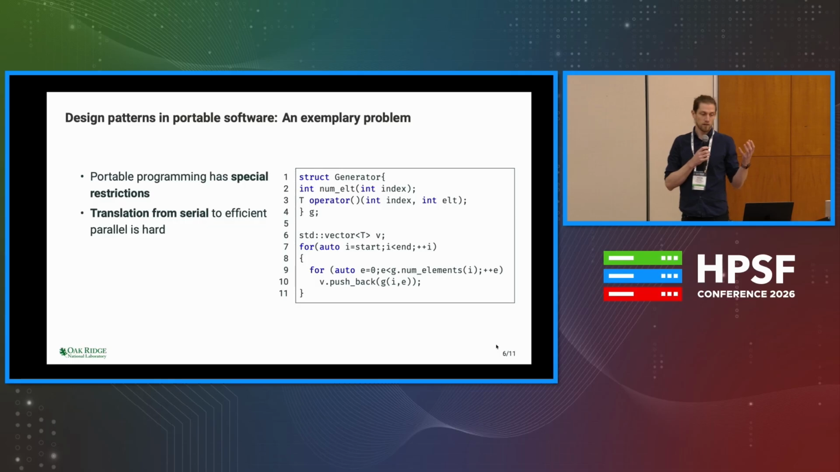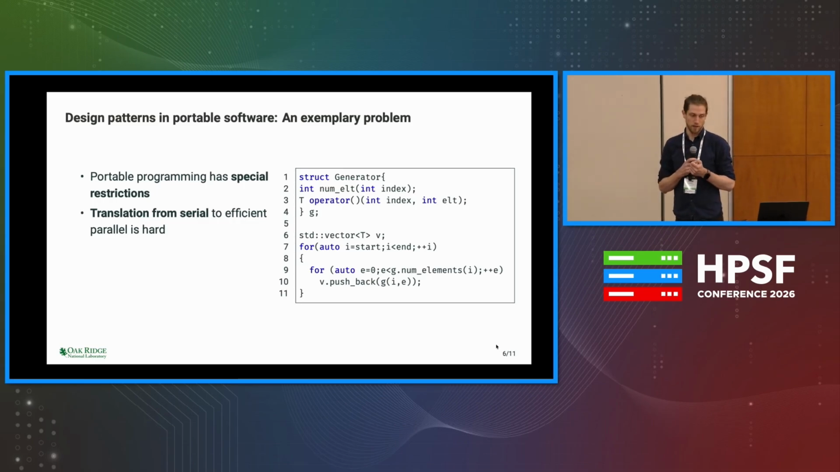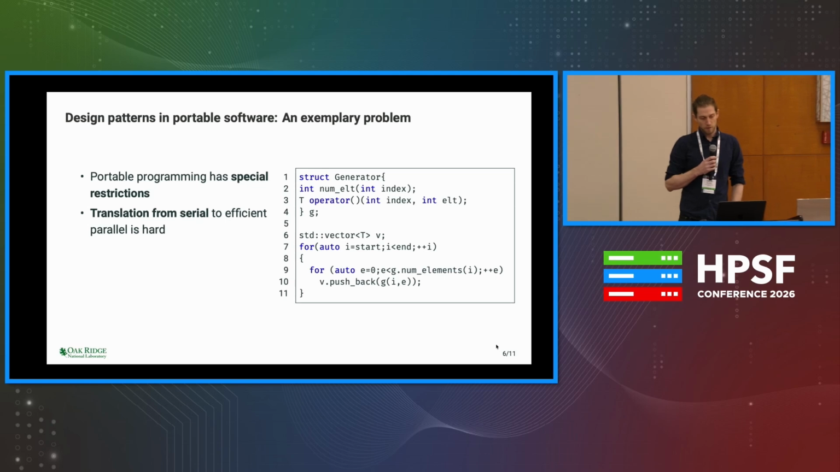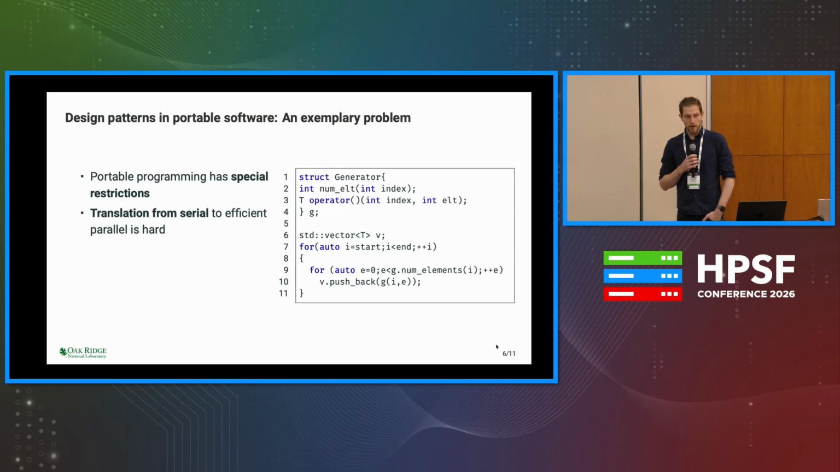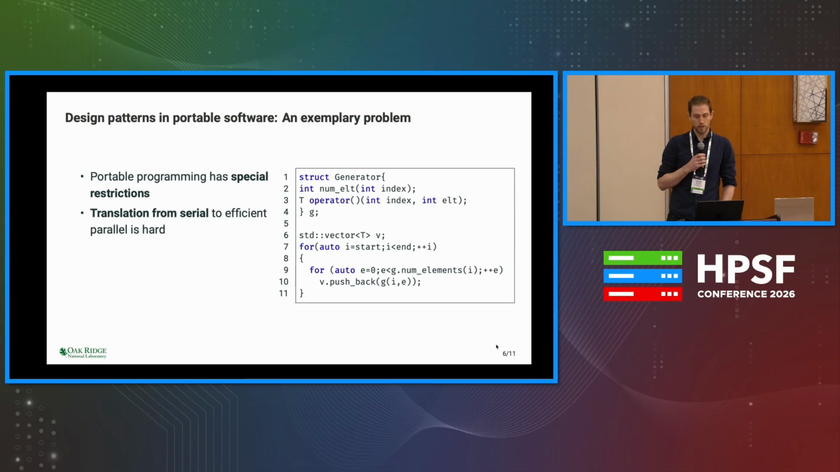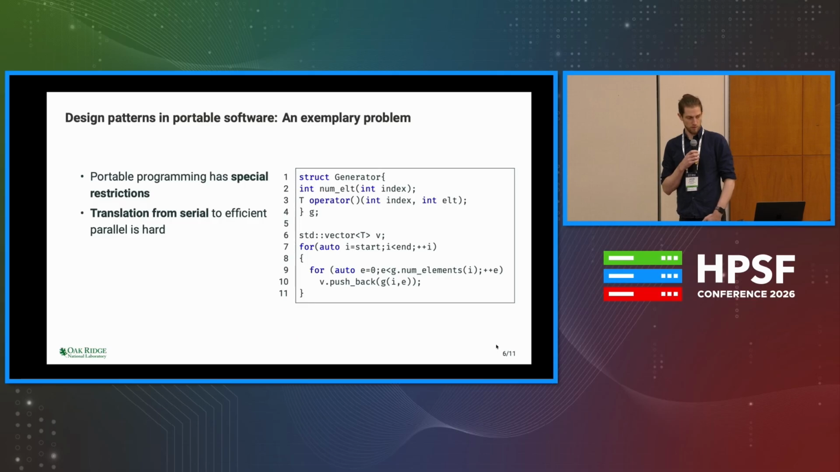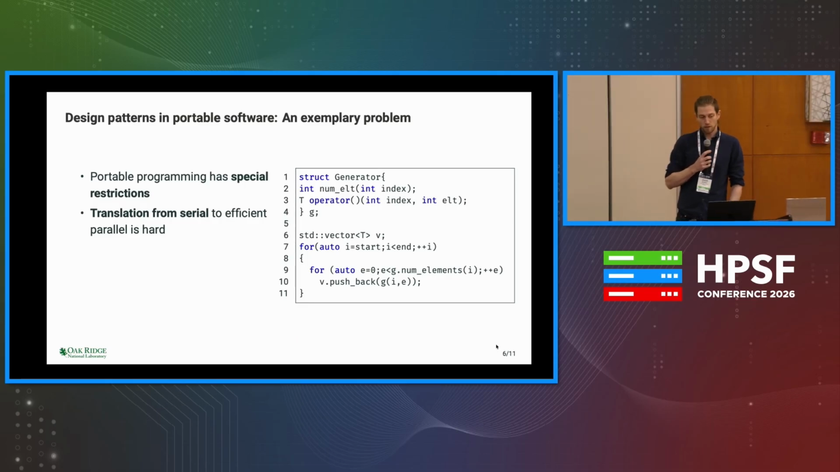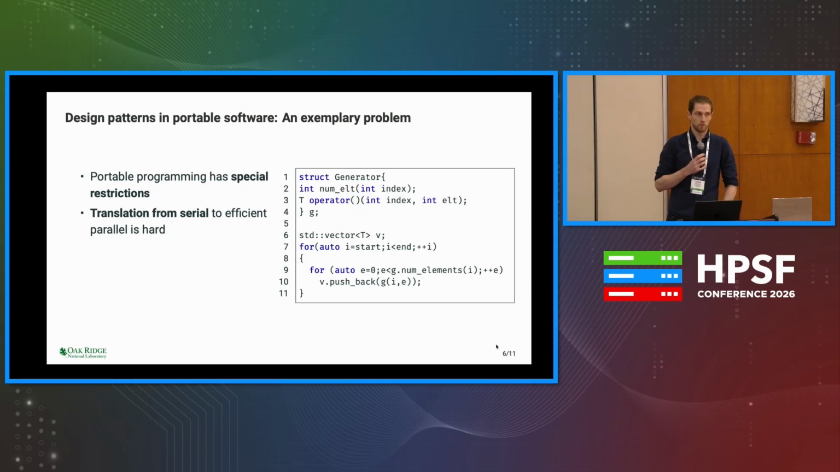But translating things from serial execution to efficient parallel code is pretty hard, and the code on the right side is an example. So let's say you have something I call a generator that generates elements. You can ask it how many elements it generates for a certain index, and then it has a call operator that actually generates these elements. Before running, you don't know how many elements it's going to create for a certain index, because it might just depend on runtime information.